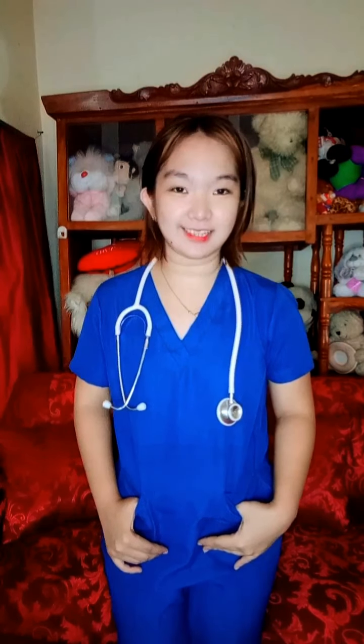Hi everyone, I'm Miss Princess Joy Hetil Sepe, a student of Bachelor of Science in Midwifery at Camarines Sur Polytechnic Colleges. I'm going to demonstrate administering intramuscular injection. There are two parts in administering injection: preparation and procedure. First, let's go to preparation.